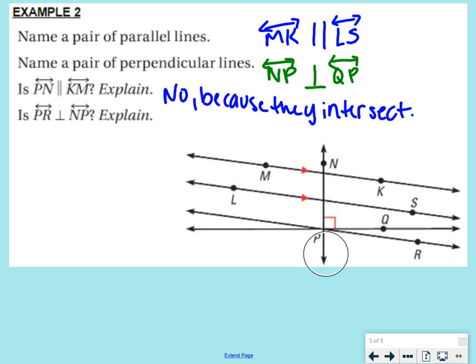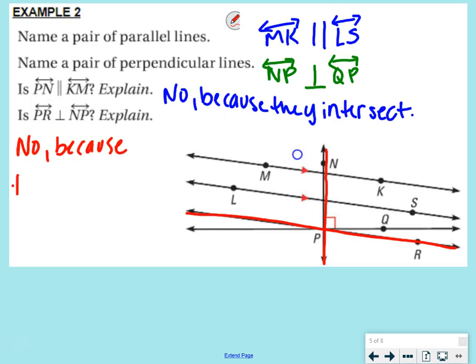And then, is PR perpendicular to NP? So if we find PR right here, and then NP right here, we could say no, because they do not intersect at a right angle.